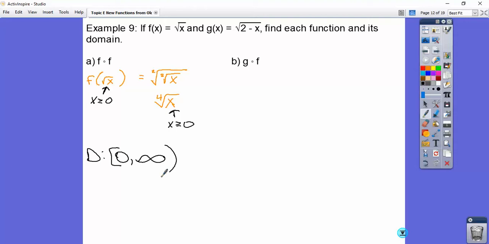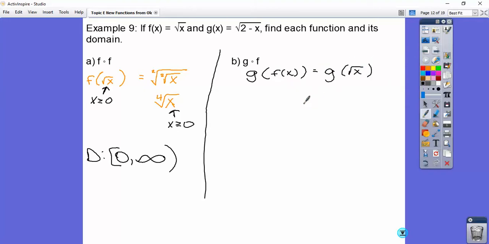Right. B. G composed with F. So that's G of f of x. F was the square root of x. If you plug that into G, you get the square root of 2 minus the square root of x. Now here, can I make that a fourth root? No, because this 2 is under the radical. So this would be the only way to write that answer.